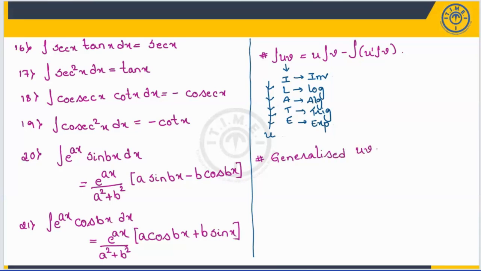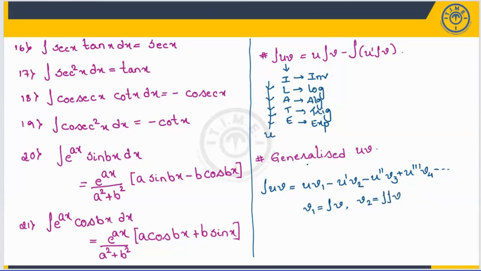So the generalized UV says that the integral of UV is U V1 minus U dash V2 minus U double dash V3 plus U triple dash V4 minus and so on, where V1 stands for the first integral of V, V2 stands for the second integral of V, and V3 stands for the triple integral of V, and so on.